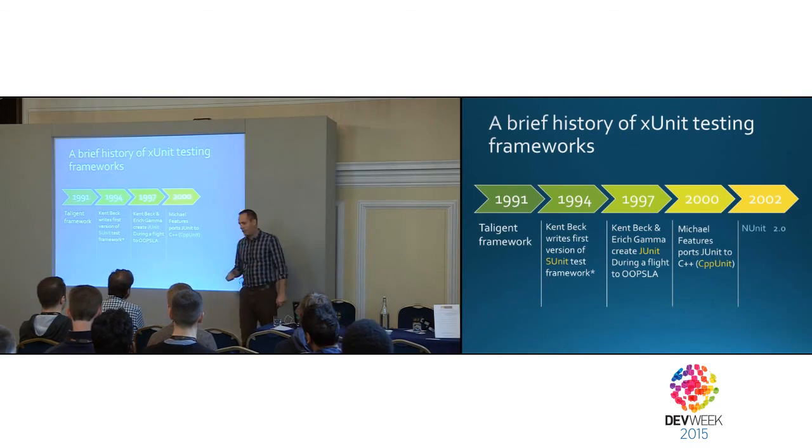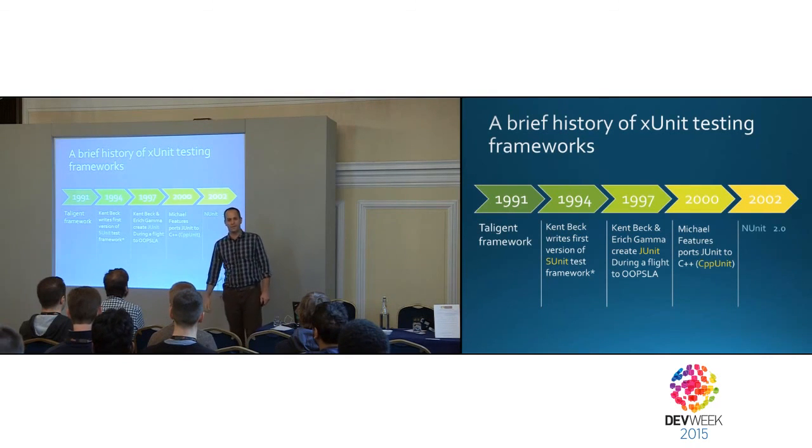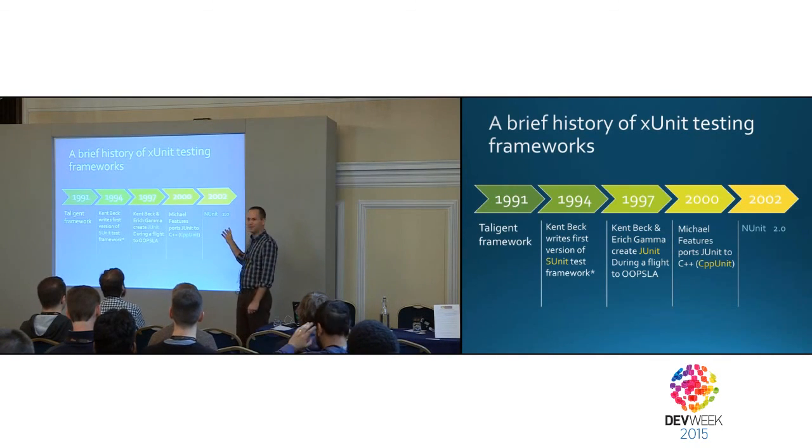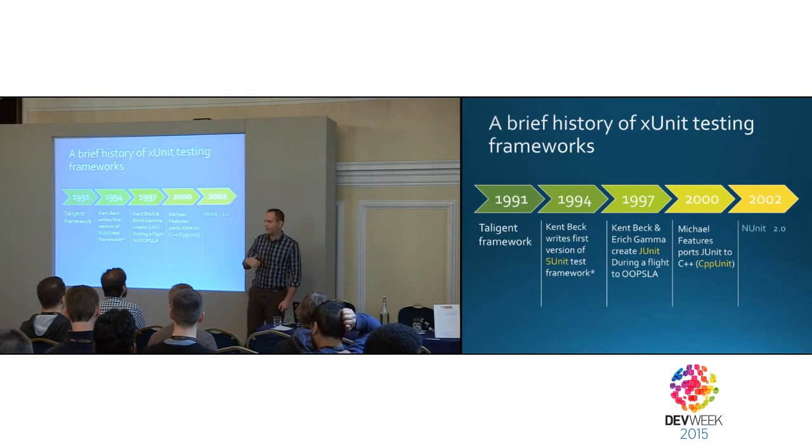Fast forward a few hundred unit testing frameworks, and we got to 2002 when NUnit, the .NET unit testing framework, got to version 2. Why version 2? Couldn't find version 1.0, not even on the site, just 2. So it was created in 2002. And it was a very nice idea. They said, okay, we have a problem in .NET.